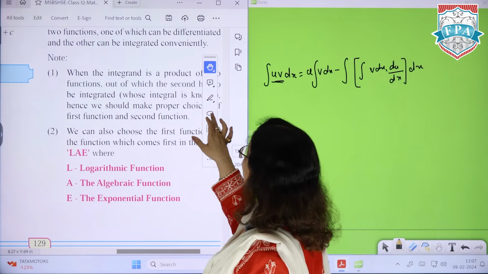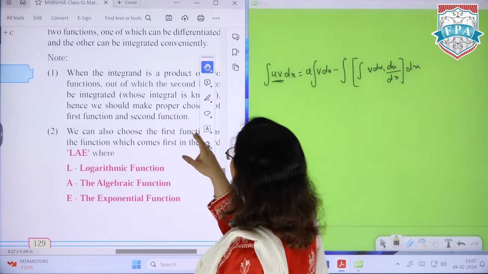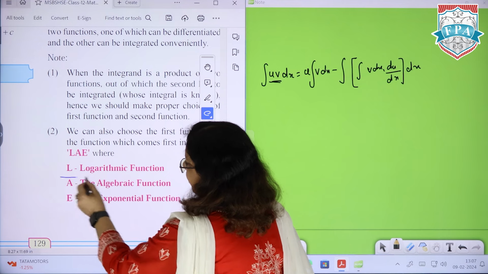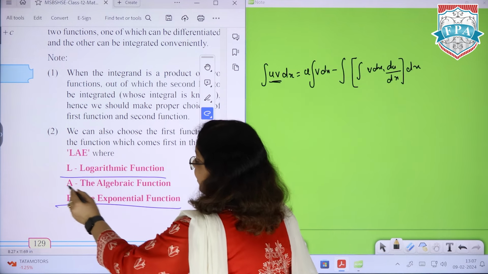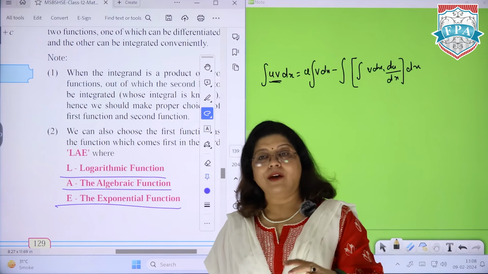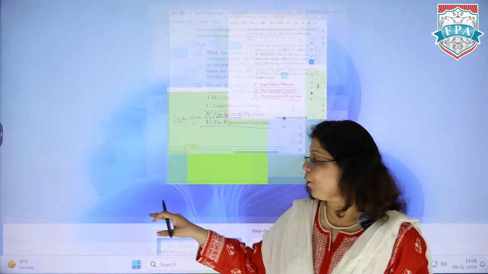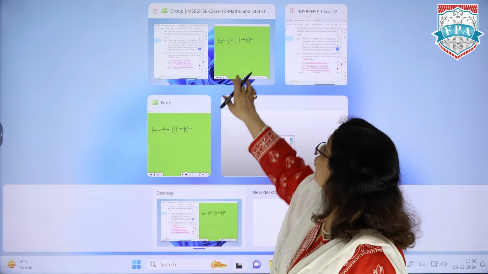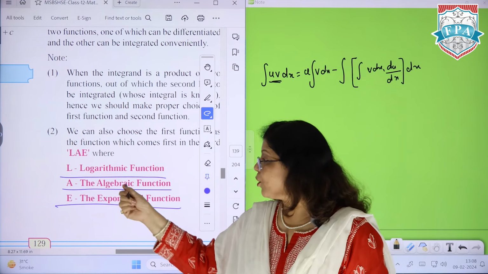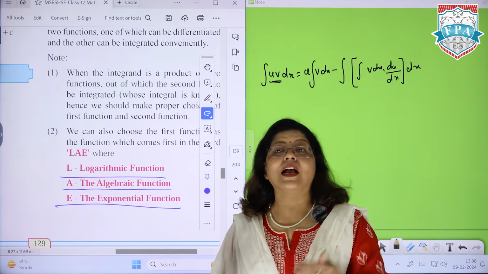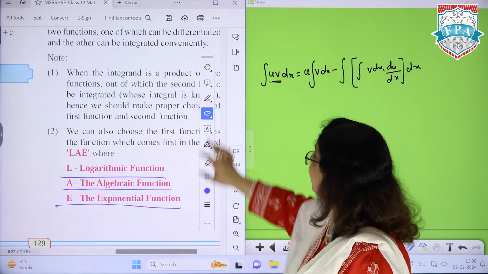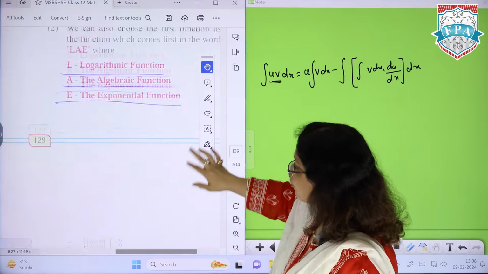for logarithmic function, E is basically for exponential, and A is the algebraic function. So in case if you have logarithmic function along with algebra or E, logarithmic function will be given the preference. Similarly, अगर आपका algebra and exponential है, then algebra becomes your U. So using this technique, we'll be able to solve questions here.